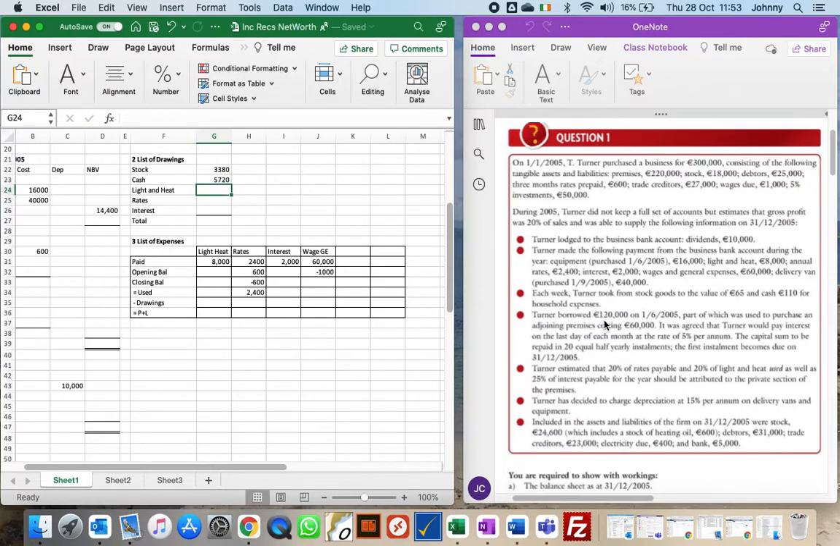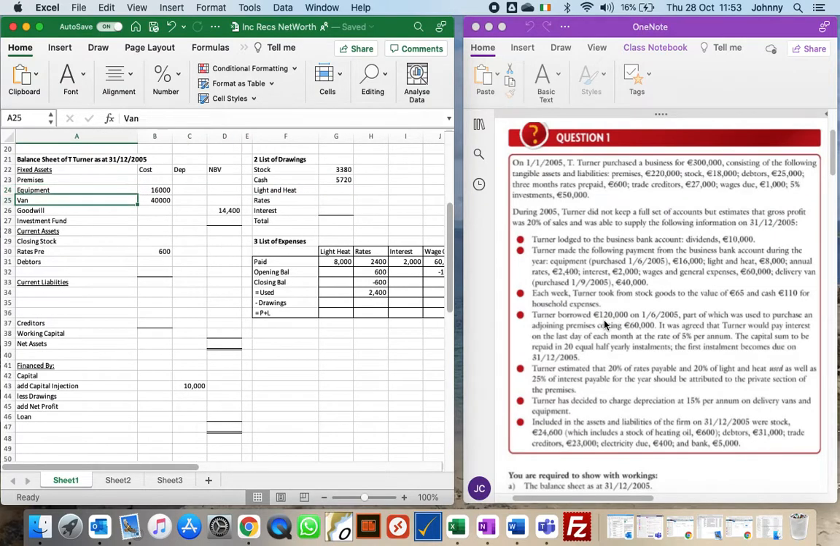He borrowed 120 to purchase an adjoining premises. So I'm just going to put that in there as a loan. So 120 to buy an adjoining premises. Where is it now? Premises costing 60. We already had premises costing 220. So that means premises is now going to be 280.